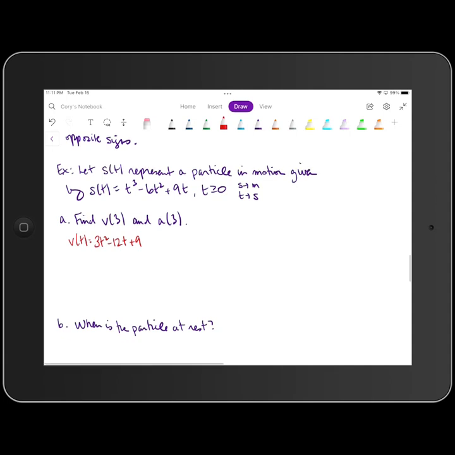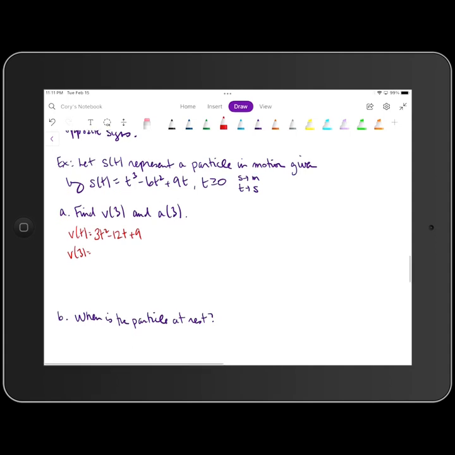Then we want to evaluate this at 3. So v of 3 will be 3 squared, which is 9, times 3, which is 27, minus 12 times 3, which is 36, plus 9. That winds up adding up to 0. So that's 0 meters per second, which means our particle is stopped at that time.